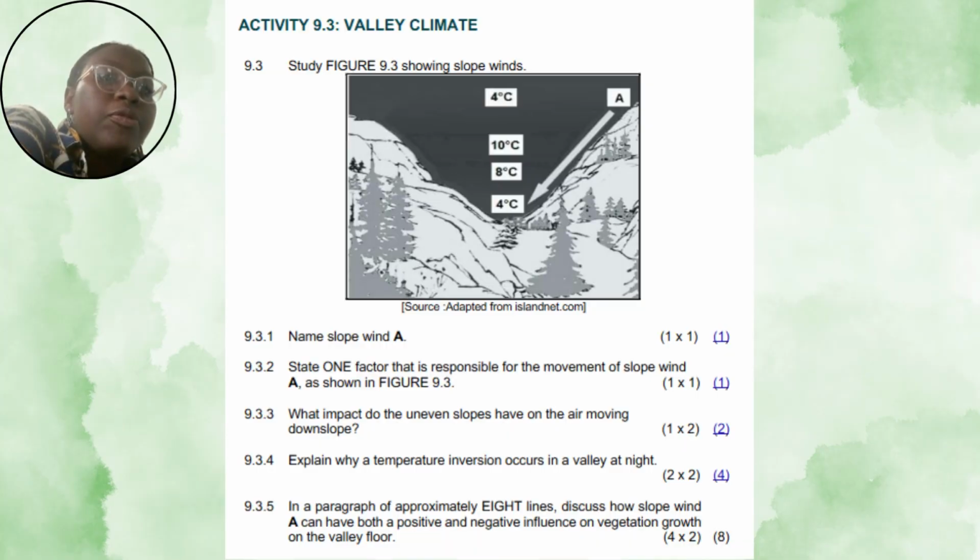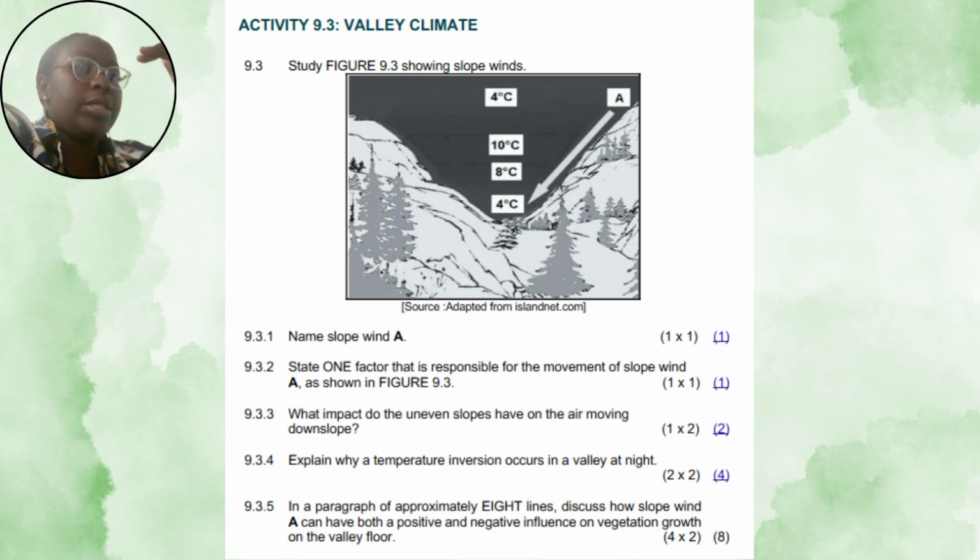It asks for one factor that is responsible for the movement of slope wind A, as shown in figure 9.3. Similar to the previous example, because it's cold air, it becomes dense and sinks. There's also the influence of gravity, and there's a pressure difference between the crest and the valley floor, so there's a pressure gradient. And then what impacts do the uneven slopes have on the air moving downslope? There's friction, because the slope, as you can see from the image, is rugged, and that means a slower downward movement of the air itself.